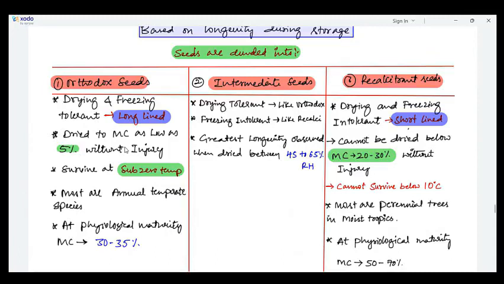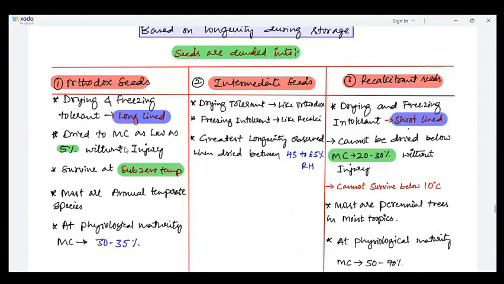Opposite to it are the recalcitrant seeds, those which are neither drying tolerant nor freezing tolerant. So we have another category in between orthodox and recalcitrant, where seeds are usually drying tolerant to some extent, but they are not freezing tolerant. That is why they are kept as intermediate seeds.